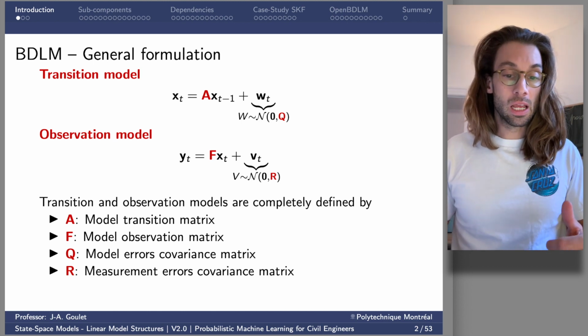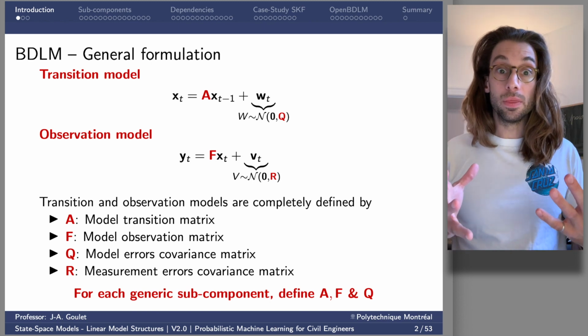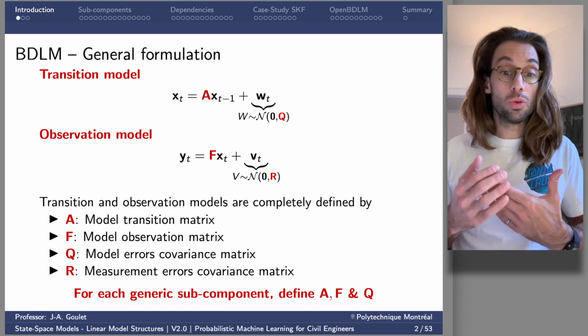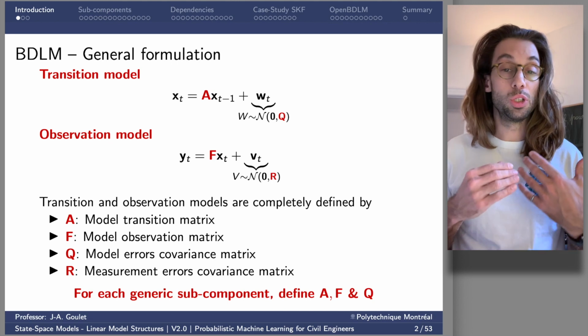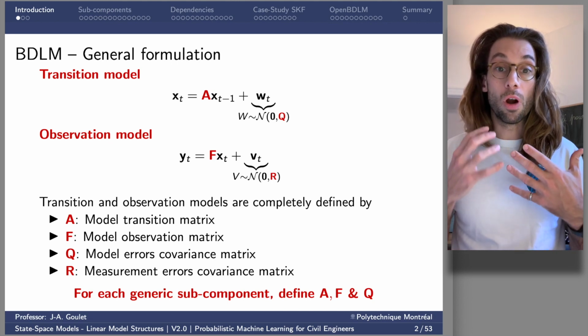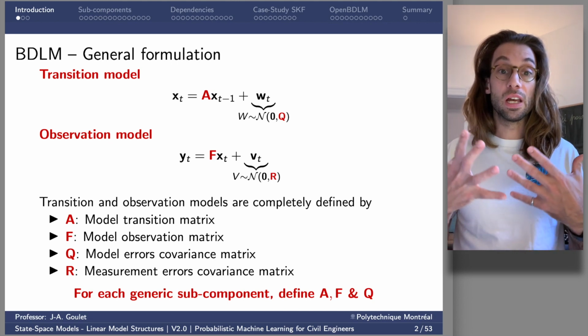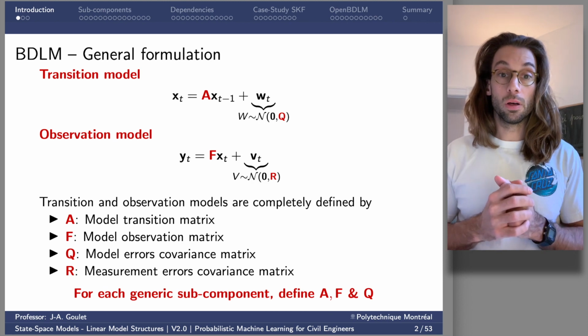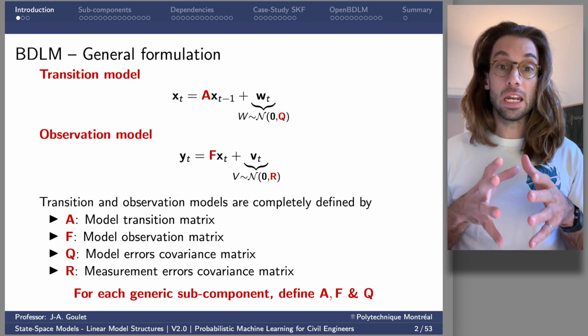So the key here is how can we build these matrices? How do we choose A? How do we choose F? How do we choose Q? In order to describe the specific dynamics we're trying to model, okay? This is what we're going to look at in this video.